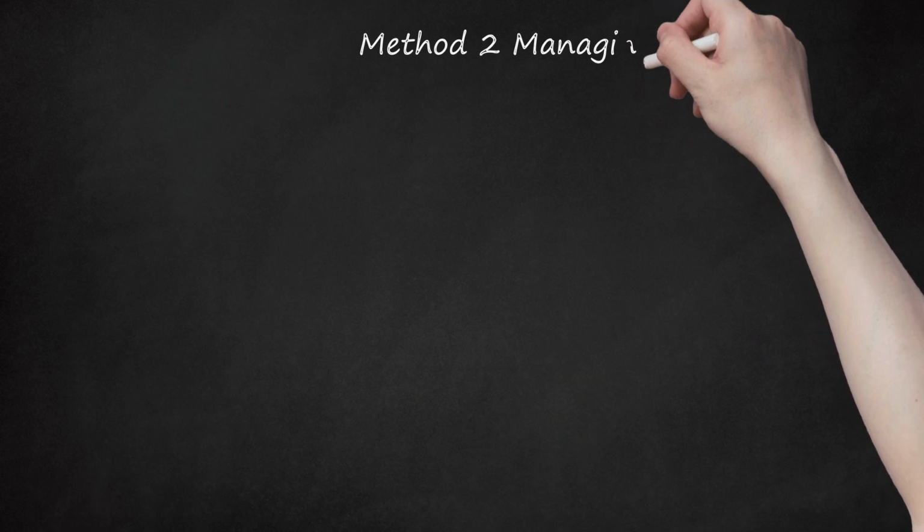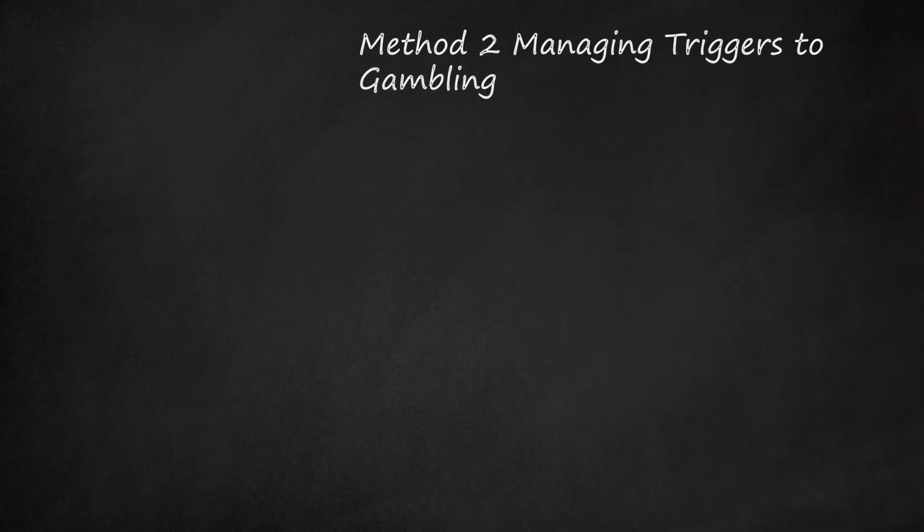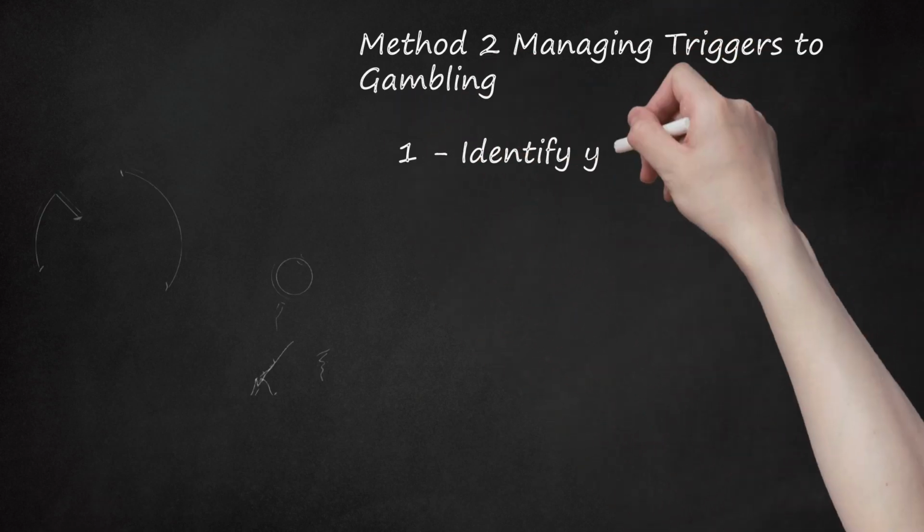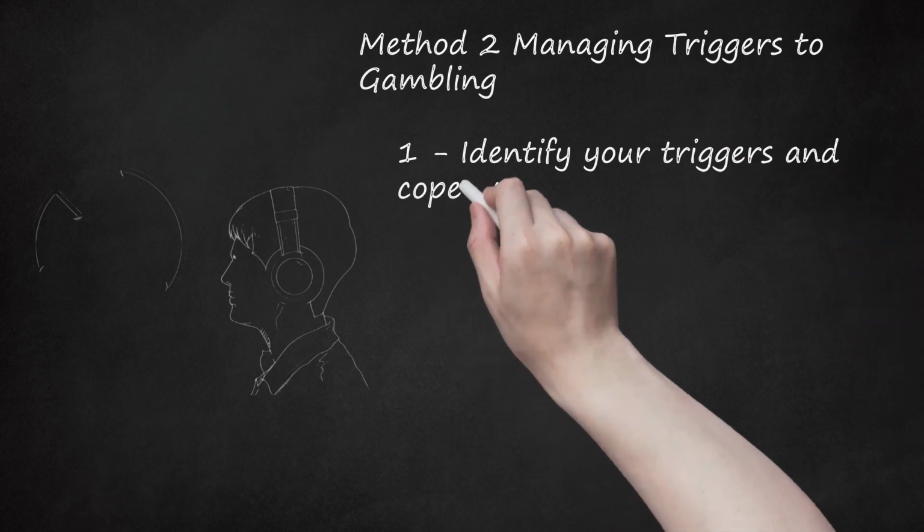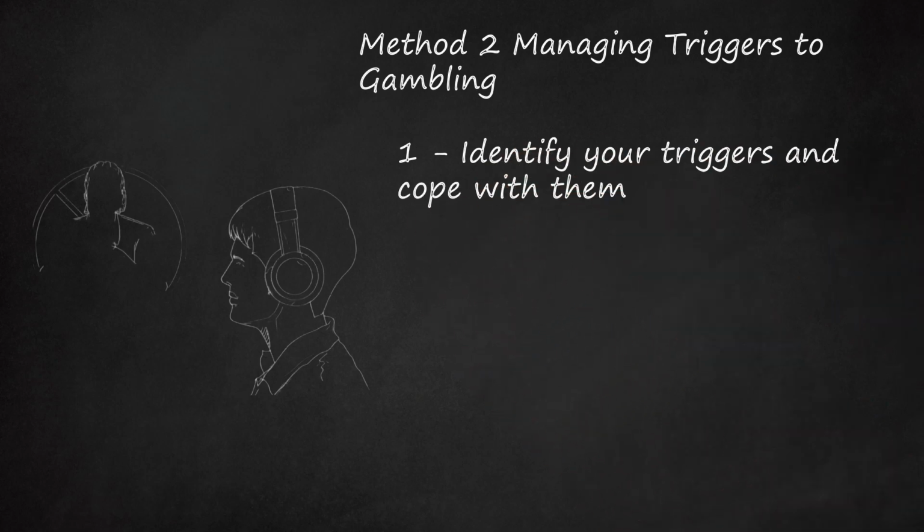Method 2: Managing triggers to gambling. 1. Identify your triggers and cope with them. Knowing what your triggers to gambling are can help you become better at dealing with your impulse to gamble. Triggers are thoughts, feelings, situations, and behaviors which make you want to gamble. For example, being around friends who gamble is a powerful trigger for many gamblers.